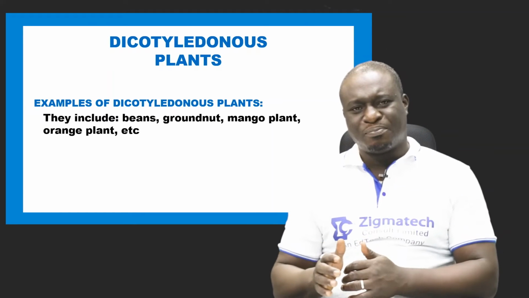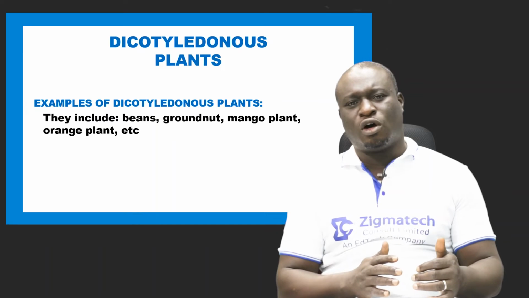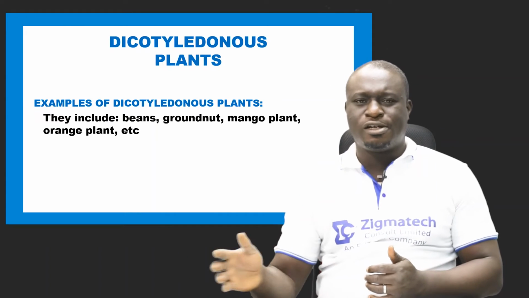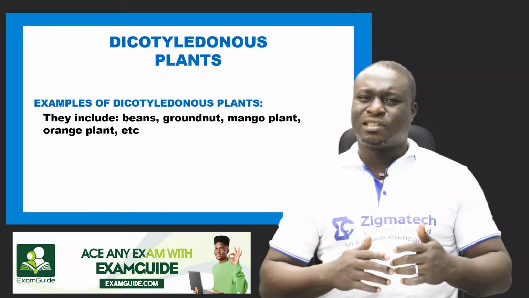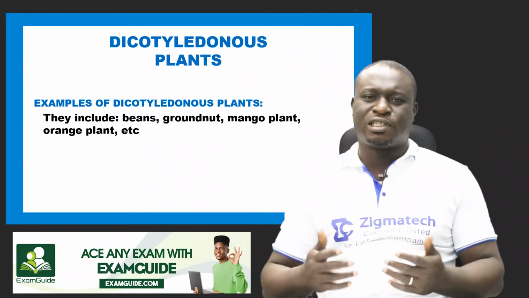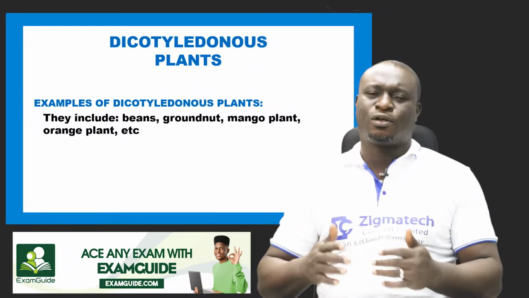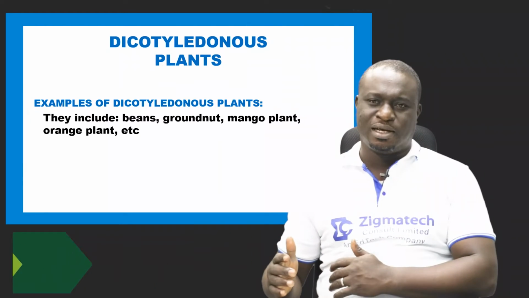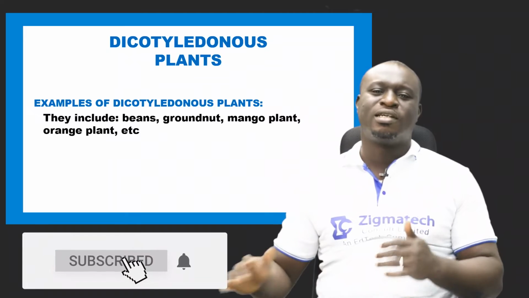Another thing to take note of is in the name dicotyledonous plant. Di simply refers to two. Cotyledon simply refers to seed leaf. So we can say dicotyledonous plants have two seed leaves.